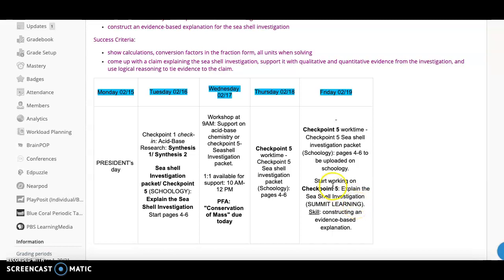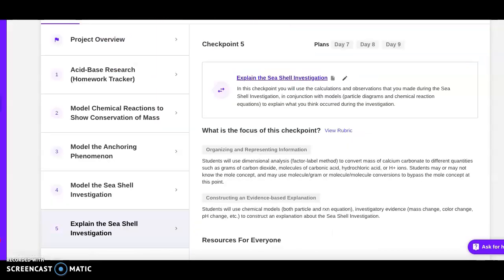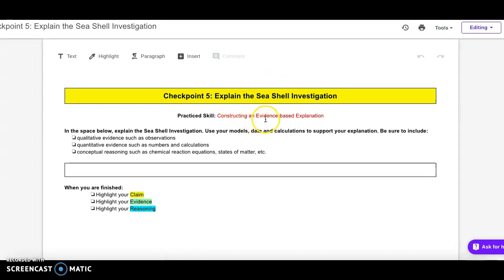That's on Summit Learning. On Summit Learning, we also have a part where you will practice constructing an evidence-based explanation. That's the second part of that checkpoint 5 that will be started at the end of the week or possibly beginning of next week. But you will have time to work on that as well next week on Tuesday.